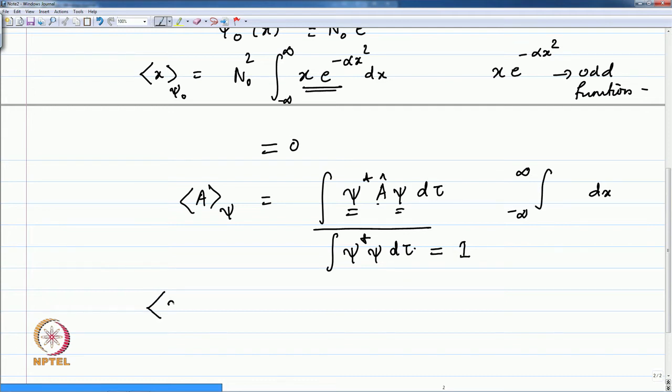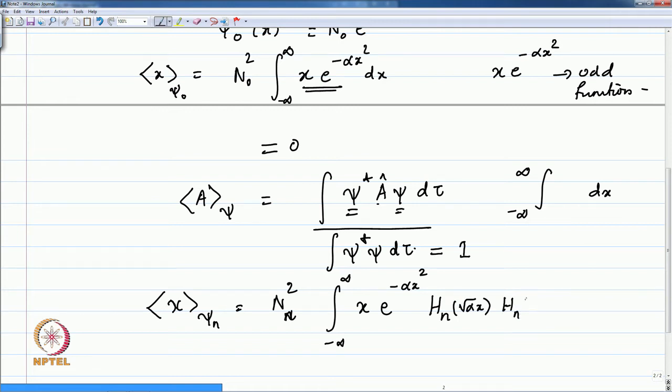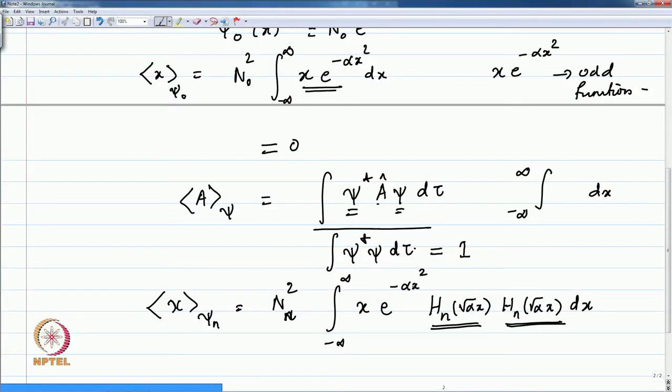Therefore, if you calculate this for any state psi n, please remember that it is going to involve this integral, namely n square, the normalization constant, minus infinity to plus infinity x e to the minus alpha x square, but now it will involve the Hermite polynomial H n root alpha x times H n root alpha x dx. Okay. Therefore, you see that if the Hermite polynomial is odd for any given odd n, then the two odd functions multiplied together gives you an even function. And therefore, you see exponential is already an even function.